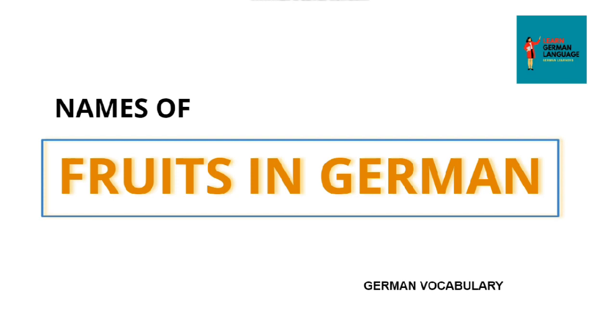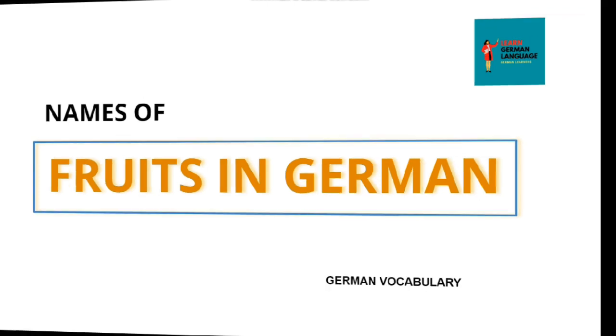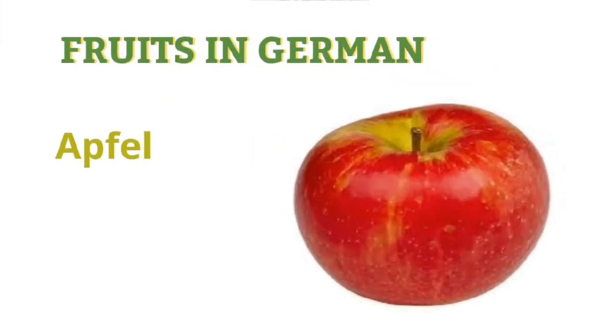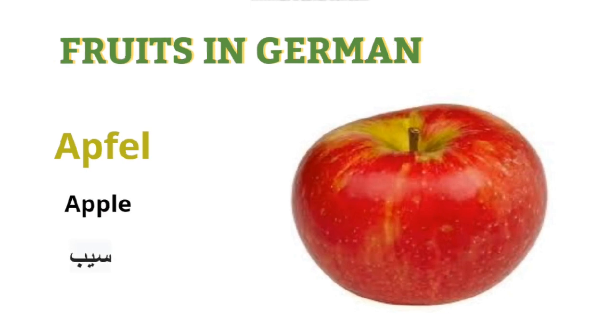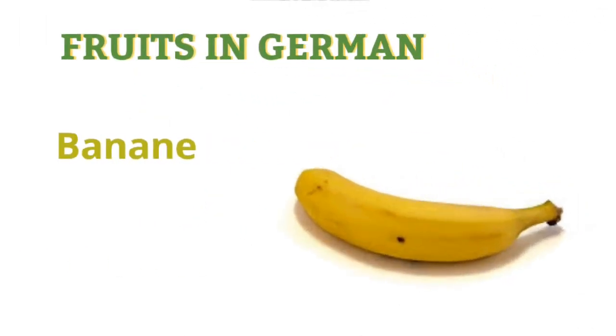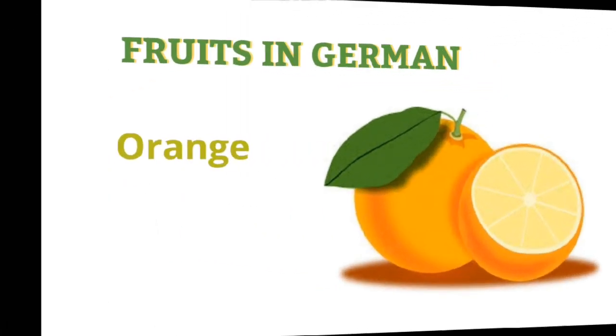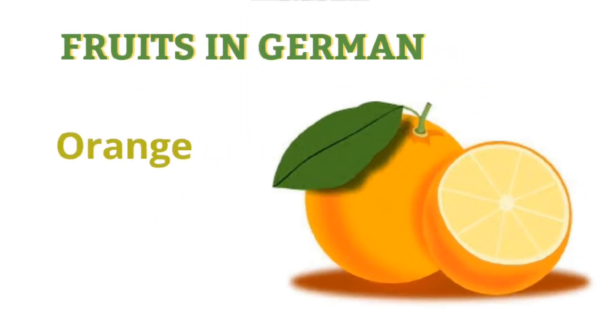Let's start. Our first fruit name is Apfel. Apfel, which means apple in English. Let's continue with the second fruit, that is Banane. Banane means banana in English. Our next fruit is Orange. Orange, which means orange in English. You can see the spellings of both these words are the same, but the pronunciation is different in both languages.